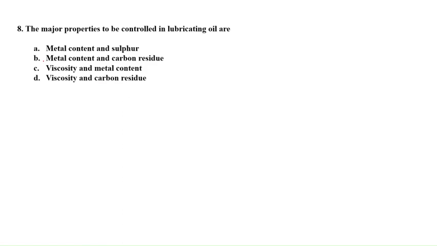Coming on to the next question, major properties to be controlled for vacuum gas oil. Option C, yes, you are correct. As I told, for vacuum gas oil, major properties required are the metal content and carbon residue. Okay. And for the lubricating oil, what are the properties required? Option D. Yes, the properties required are the viscosity and carbon residue.